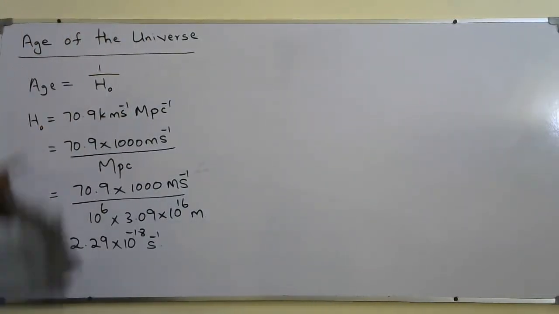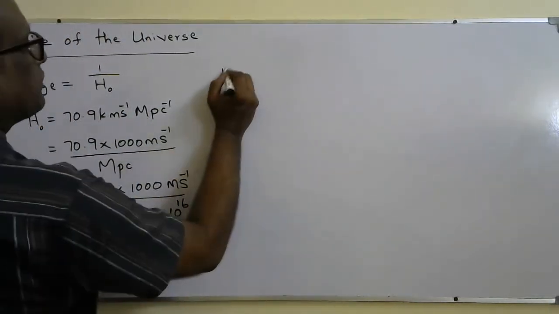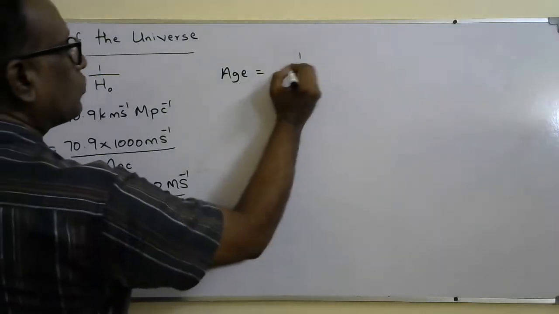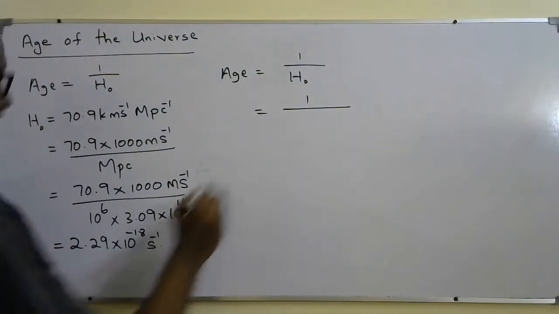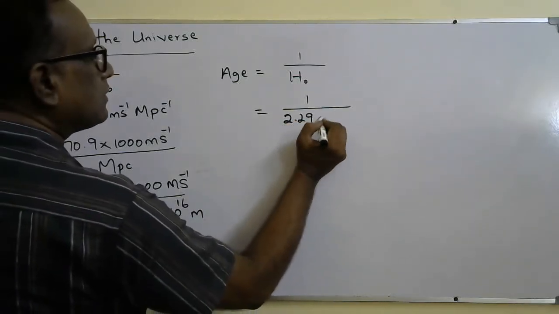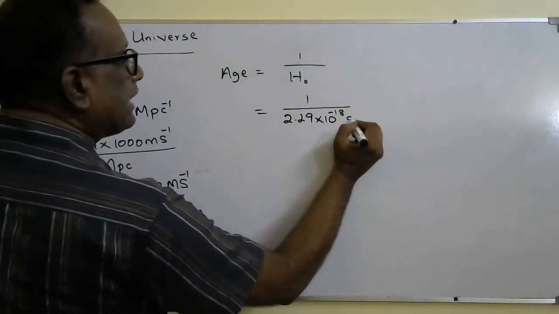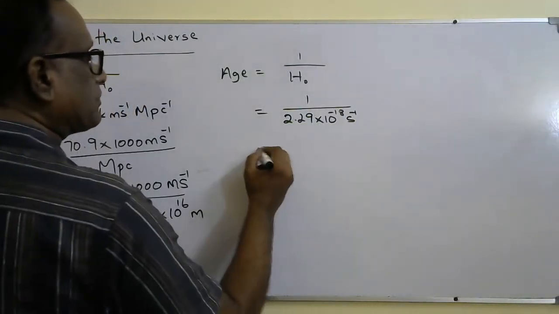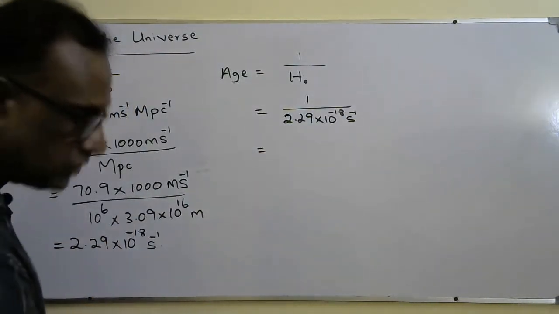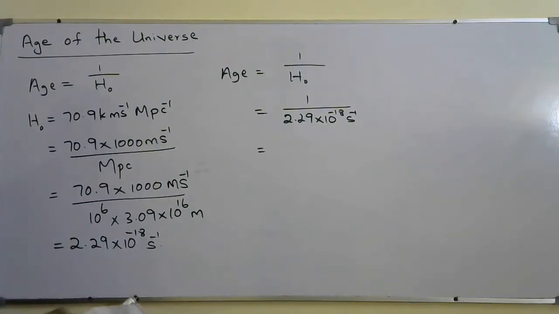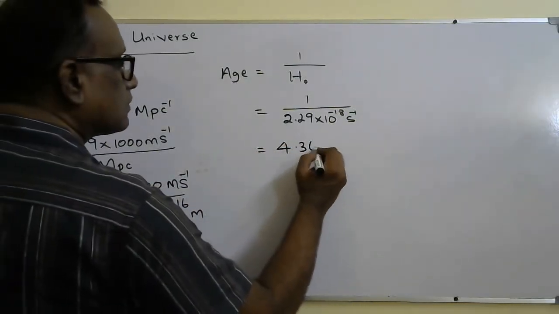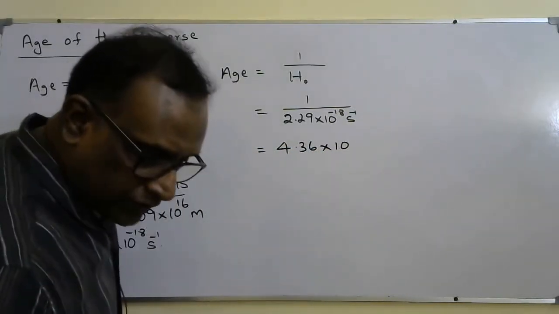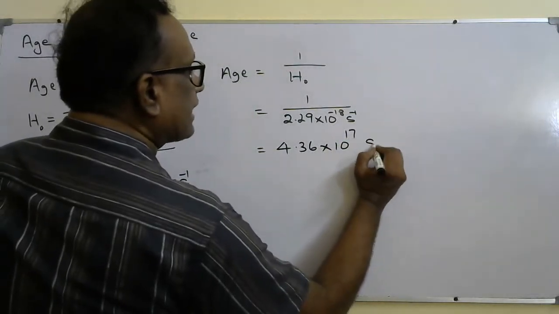Okay, so that's the value of H naught. So the age of the universe equals 1 over H naught. That is going to be 1 over 2.29 times 10 to the power minus 18 per second. So when it goes up, it will become seconds. Solve this value. That will be 4.36 times 10 to the power 17 seconds.